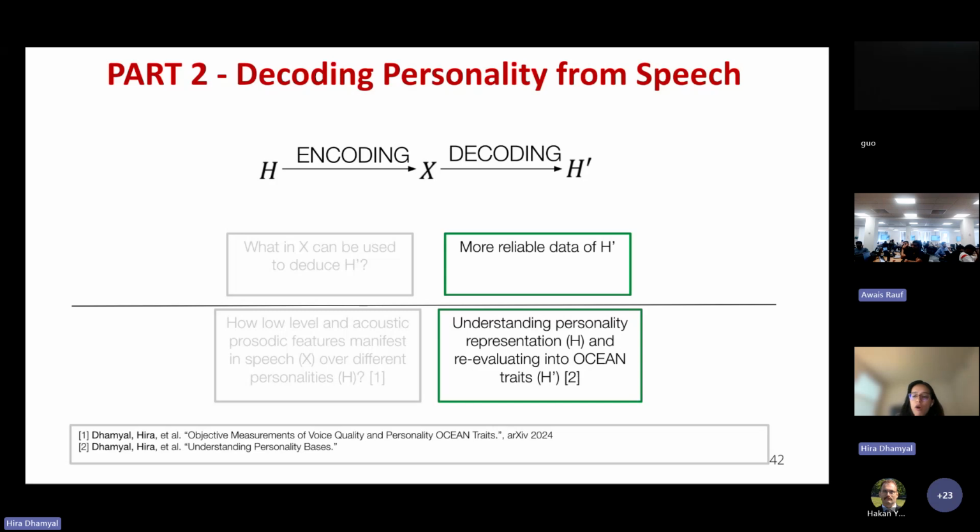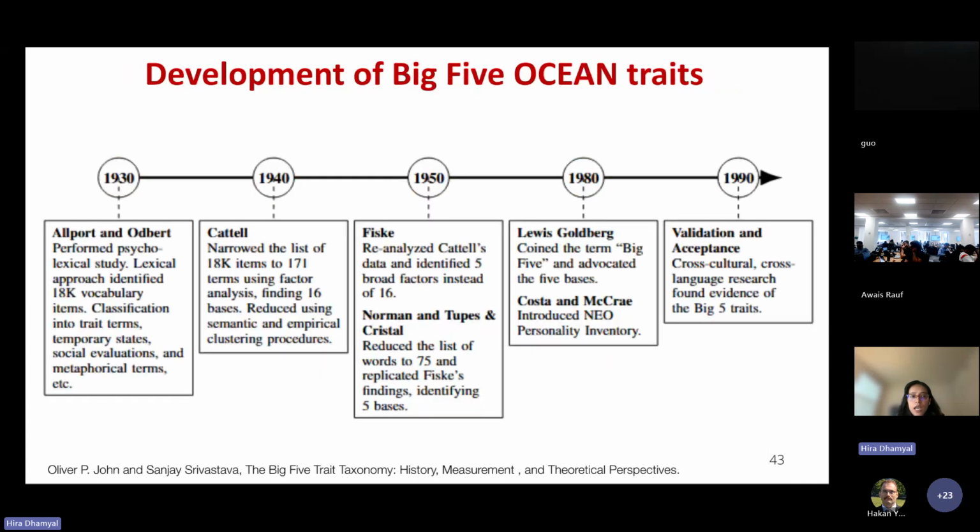Can we look back at how the OCEAN traits were discovered, and can we make use of newer tools to rediscover them or to reinvent them? So we go back to how the OCEAN traits were discovered. This research in psychology started as early as the 1930s. This was the initial work done by these 2 authors, Allport and Odbert. They sat down and looked at an English dictionary and noted down all of the different words that they thought were used to describe other human beings. They noted down 18,000 different words, adjectives, that they thought were used to describe other people.